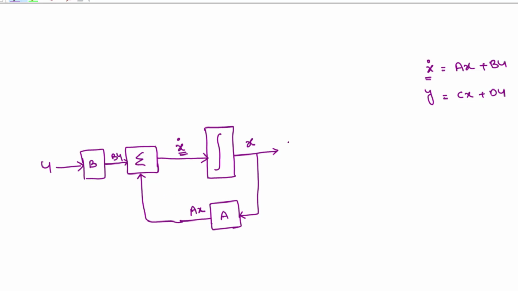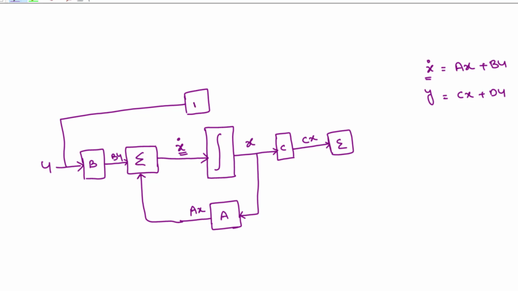Now y is equal to cx. So if I multiply this x with c, the output of this is cx. And I wanted to add a summation block here again. In this summation block I wanted to add u. Very importantly, this u I am directly taking and multiplying with a d. So then it will become du. This du I am directly adding here, and I am representing this as y.